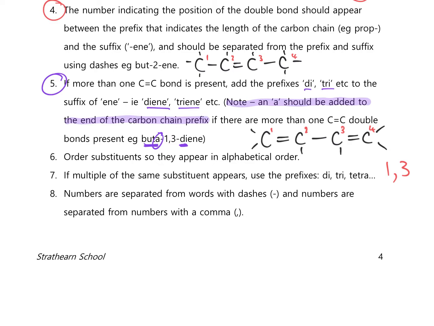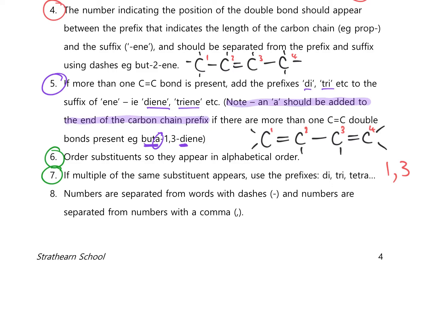Okay, so be careful about that one, number 5. And then the rest we've met before. Order the substituents so they appear in alphabetical order in the name, even if that means you're quoting a higher carbon number in the name first. The substituents always appear in alphabetical order. So if it's ethyl versus a methyl, then put the ethyl first. Okay, and number 7 is to do with the substituents as well. If multiple of the same substituent appear, use the prefixes di, tri, tetra, and so on. And then number 8, as we've already met with alkenes, numbers are separated from words with dashes, and numbers are separated from numbers with a comma.